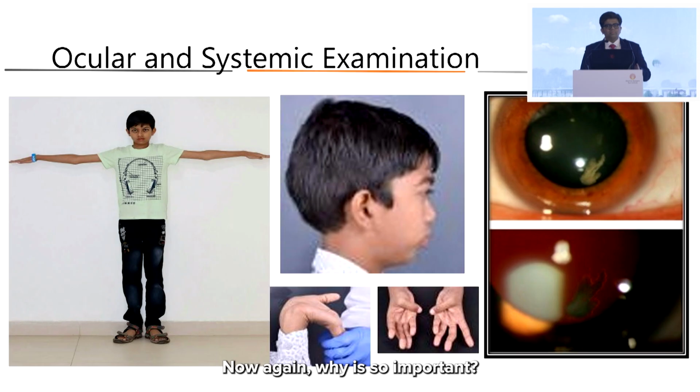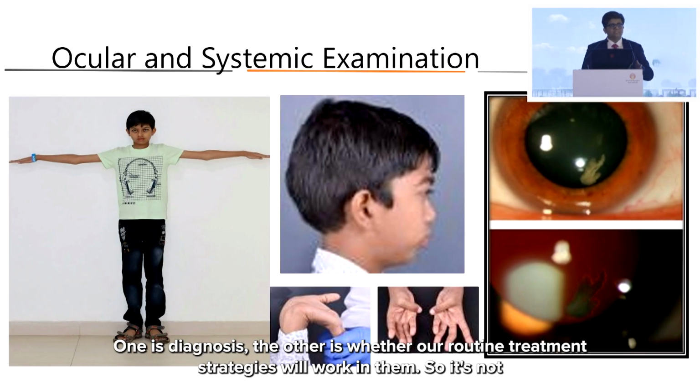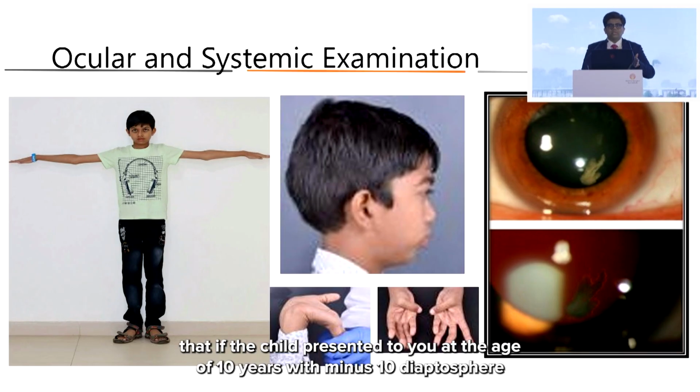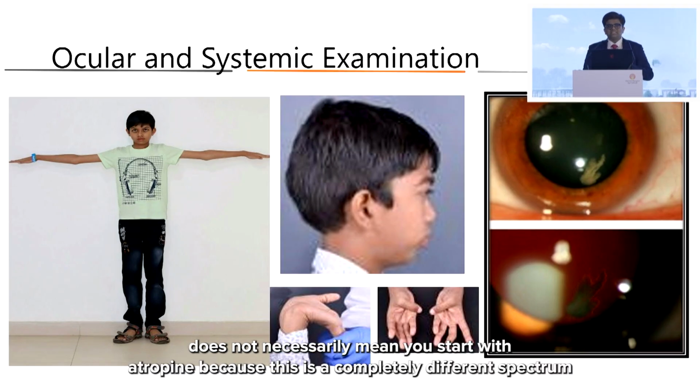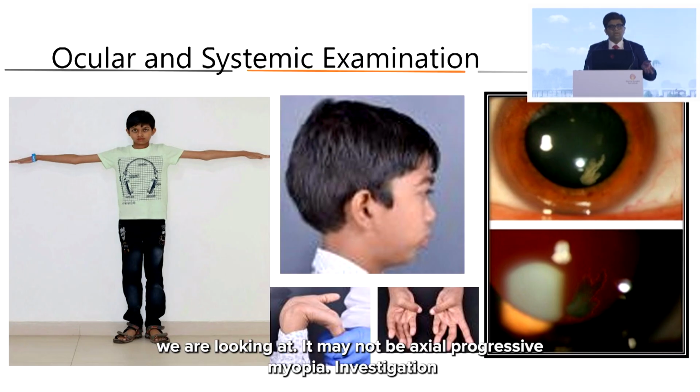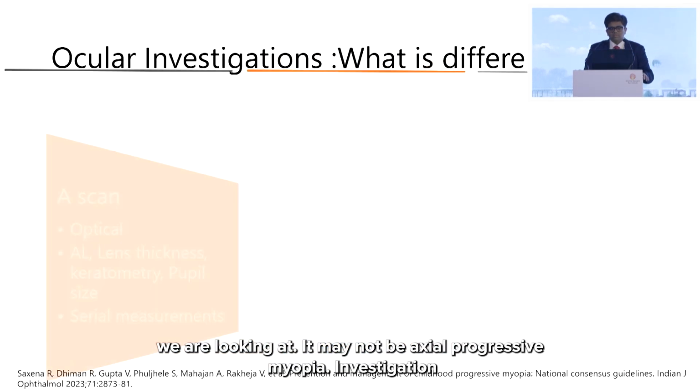Now again, why is it so important? One is diagnosis, the other is whether our routine treatment strategies will work in them. So if the child presented to you at the age of 10 years with -10 diopter sphere, it does not necessarily mean you start with atropine, because this is a completely different spectrum we are looking at. It may not be axial progressive myopia.